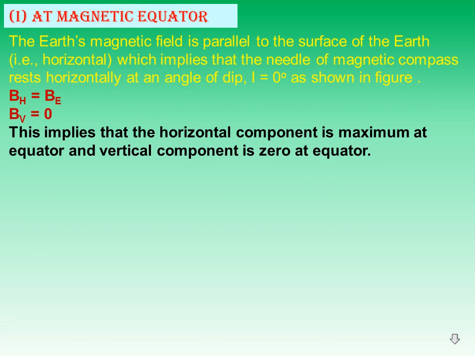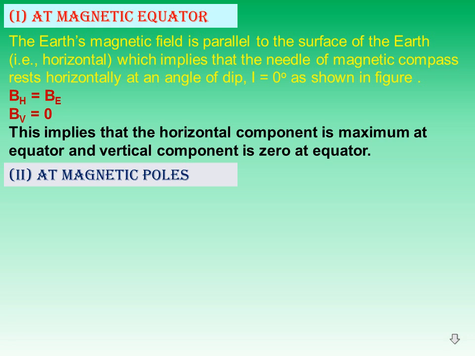Now let's see the magnetic equator. The Earth's magnetic field is parallel to the surface of the Earth, that is in the horizontal direction, which implies that the needle of the magnetic compass rests horizontally at an angle of dip I is equal to 0 degree. If you substitute I is equal to 0 degree in the above equations, we get BH is equal to BE cos 0 degree. As you know, cos 0 degree is 1, so BH is equal to BE. And BV is equal to BE sin 0 degree, and sin 0 degree is equal to 0, so BV is equal to 0. This implies that the horizontal component is maximum at the equator and the vertical component is 0 at the equator.